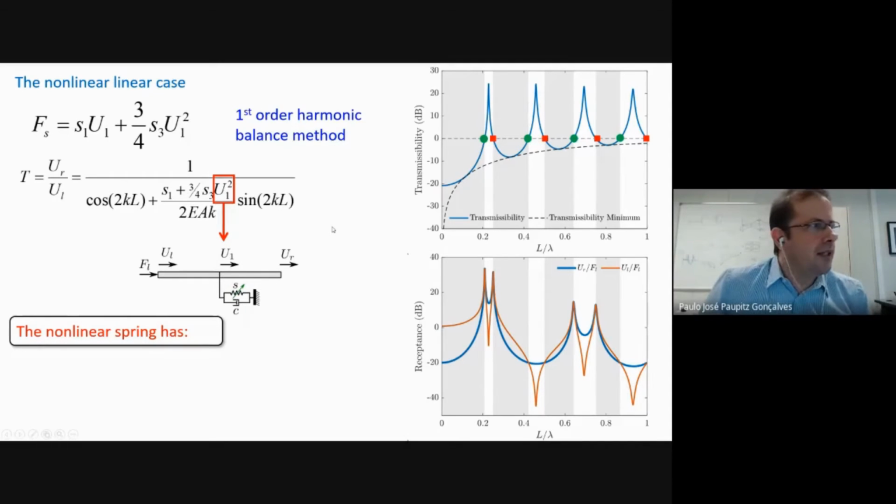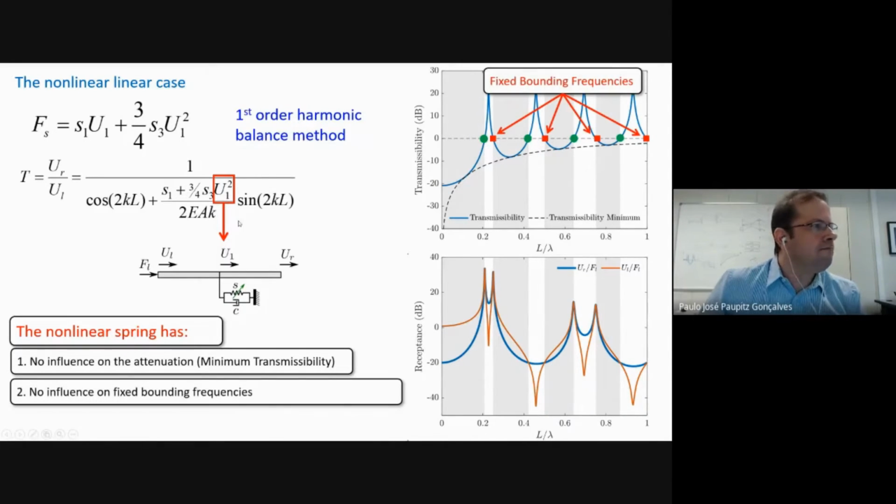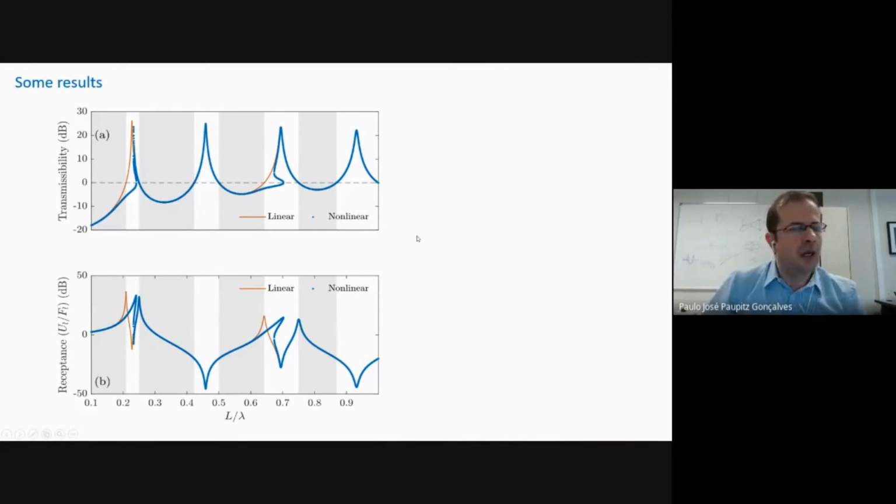So the effects are these now. It doesn't have any influence on the minimum because at the minimum U1 is going to be very small, so it doesn't change anything. It's not going to have any influence on these red marks because these frequencies are fixed. And it might have some influence on this first and third peak that I'm going to show you in the last slide. So this is the last figure that I'm going to show you.